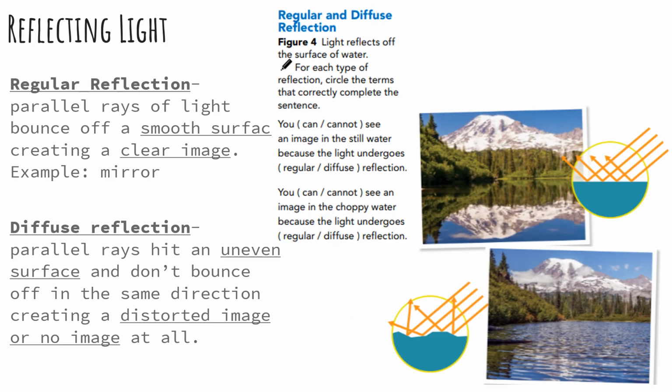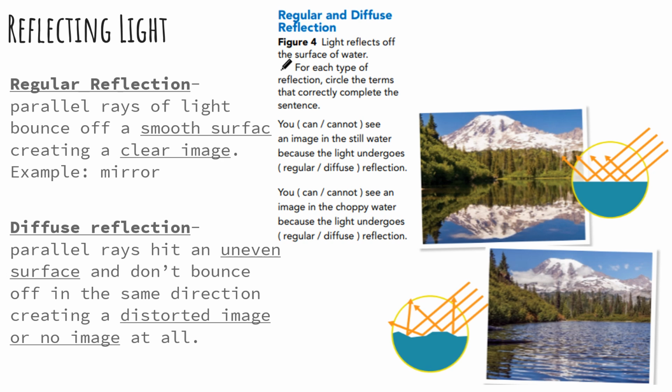Alright, reflecting light. Regular reflection. Parallel rays of light bounce off a smooth surface, creating a clear image. An example being a mirror. Diffuse reflection is when parallel rays hit an uneven surface and don't bounce off in the same direction, creating a distorted image or no image at all.